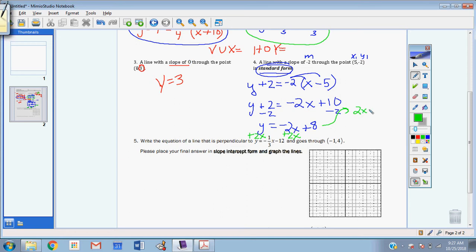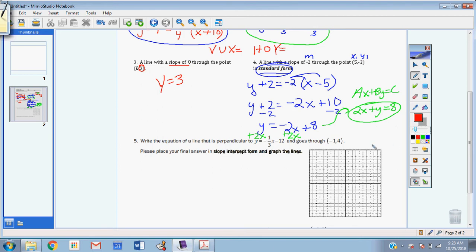Now I will have 2x plus y equals 8. Again, that's ax plus by equals c form, and that would be our final answer. We cannot have a negative number out here in that a slot. It's called the leading coefficient. Can't have negative, we don't. And then we can't have fractions, which we don't, so all is well there.